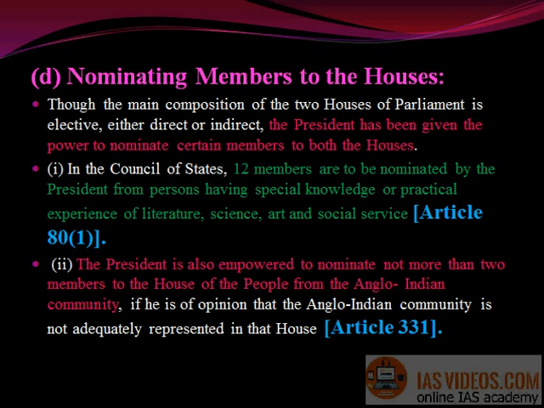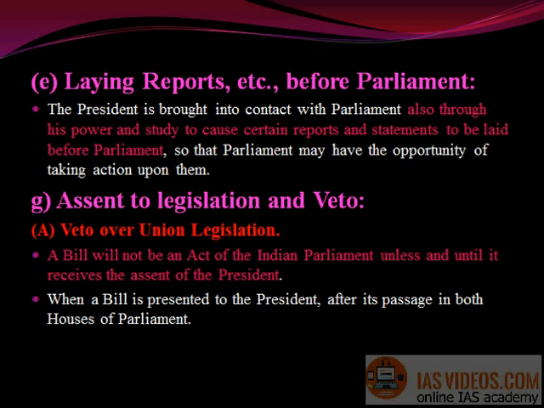Article 331. E. Laying reports, etc., before Parliament. The President is brought into contact with Parliament also through his power and duty to cause certain reports and statements to be laid before Parliament, so that Parliament may have the opportunity of taking action upon them. G. Assent to legislation and veto.